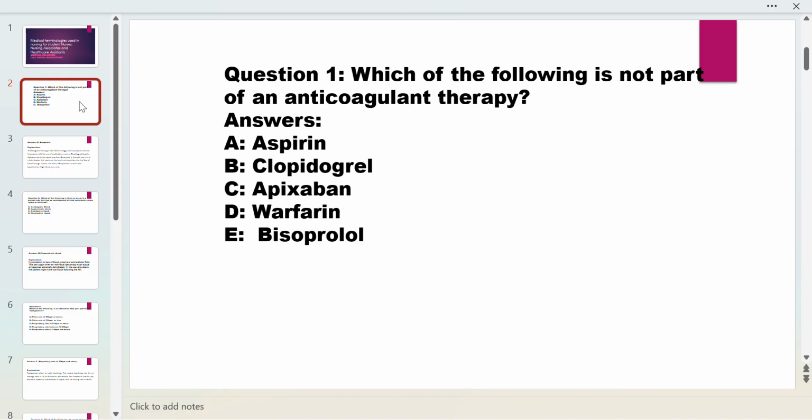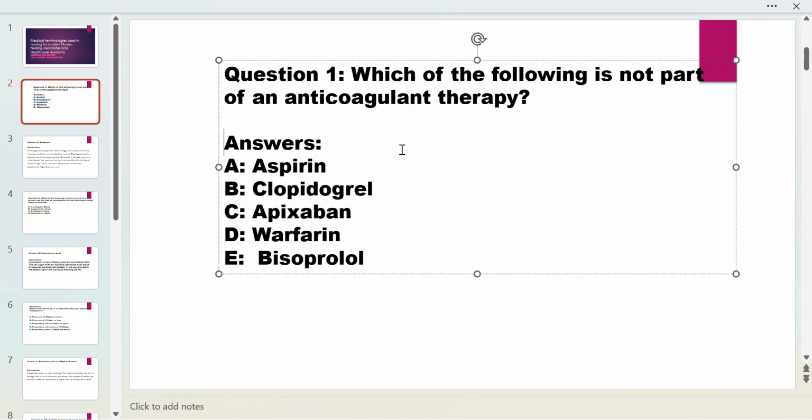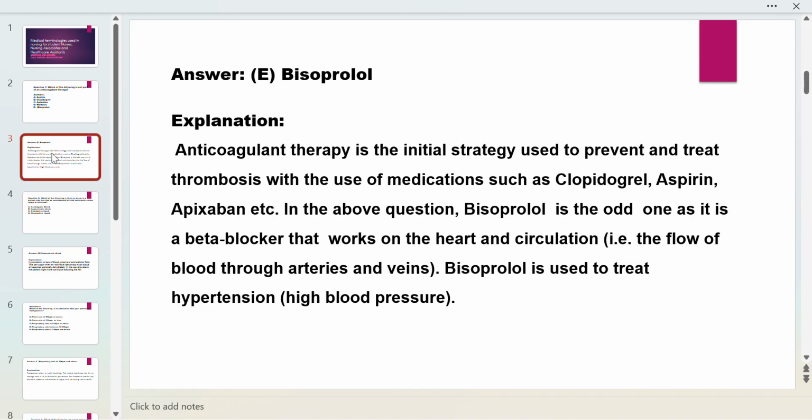So the first question on our list is saying, which of the following is not part of an anticoagulant therapy? And we've got aspirin, clopidogrel, apixaban, warfarin, and bisoprolol. We will give it a minute so we think about our answer. Should we review our answer? So the answer says E, bisoprolol.